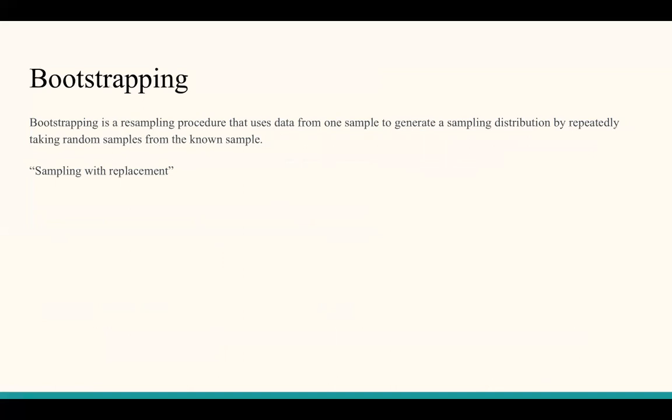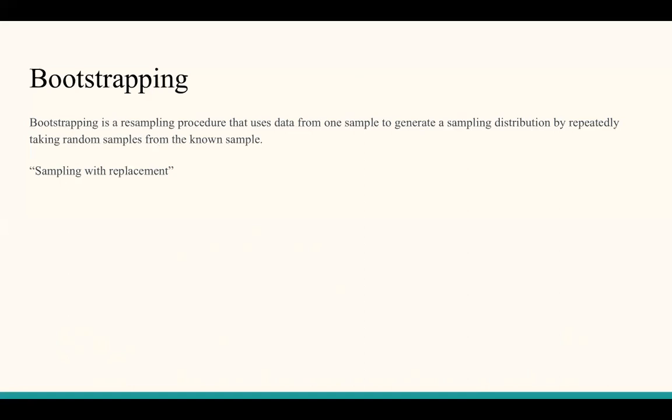All right, so bootstrapping. Bootstrapping is a little bit different from sampling. This can kind of get confusing. There's just a few rules for it, and as long as you know the rules, it should be pretty simple to understand. Bootstrapping is a resampling procedure that uses data from one sample to generate a sampling distribution by repeatedly taking samples from the known sample.